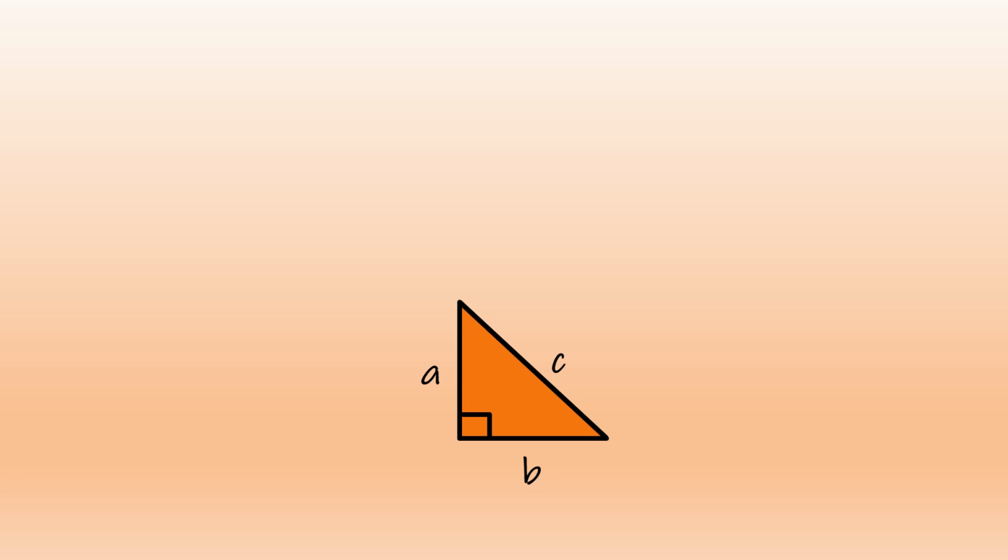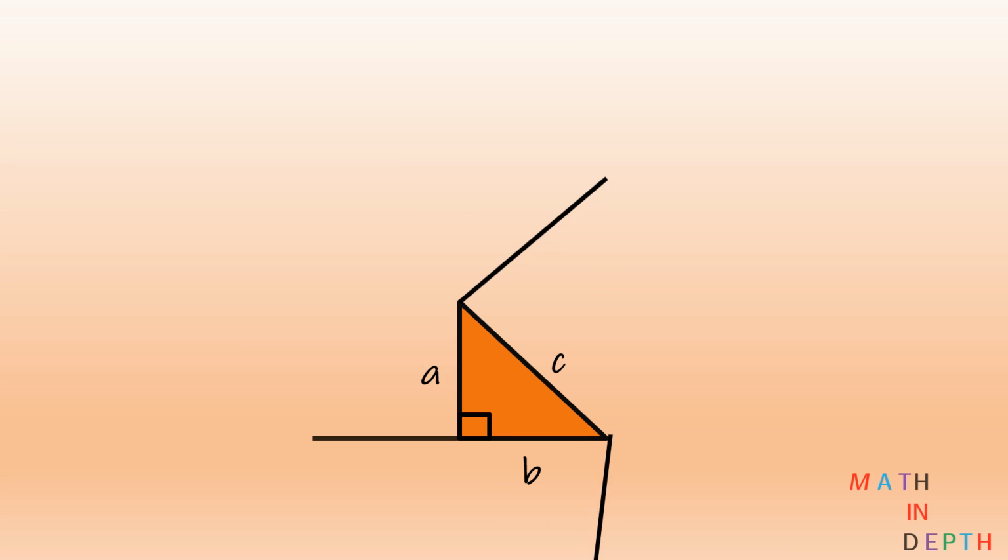Now this is a right angle triangle and the sides are A, that is a perpendicular line. Another side is B, this is the base line, and the other side is C, that is the hypotenuse of this triangle. Now we will see how these sides are related to each other.